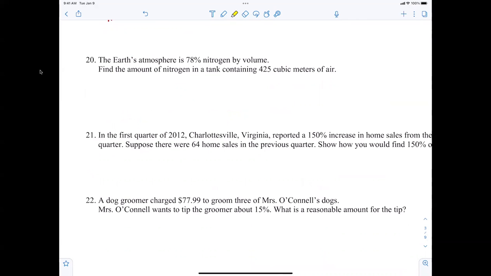So what do I do? Yes. Wow, very good. 425 times 0.78. That would be 33.15. How much? 3315 cubic meters. That's correct, actually.